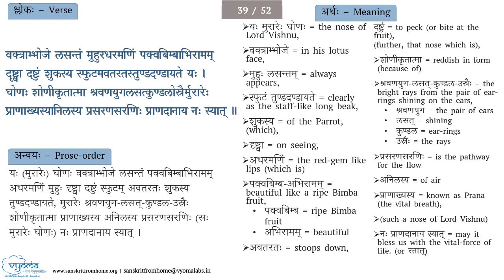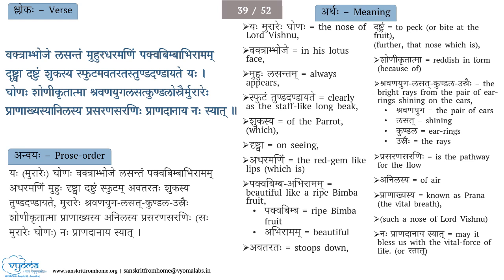And further, this nose is Shonikritatma. It is reddish in form. Why would it be red in form? Because of the Shravana Yuga Lasat Kundala Usraihi. Because of the bright rays which are emitted from the pair of earrings shining on the ears. Shravana Yuga is the pair of ears, Lasat is shining, and Kundala are the earrings, Usraihi are the rays which are emitted.